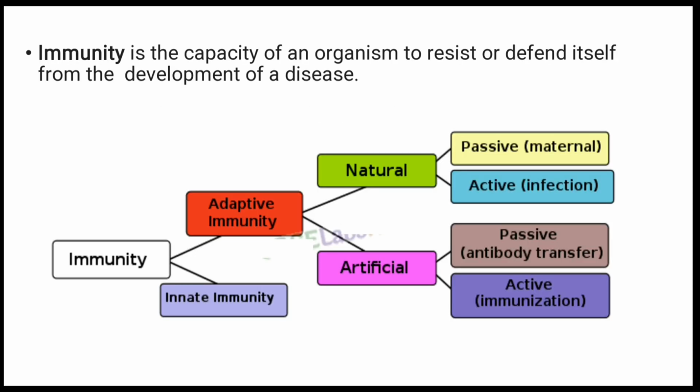Then what is immunity? It is the capacity of an organism to resist or defend itself from the development of any disease. This immunity can be divided into adaptive immunity and innate immunity. Adaptive immunity can be natural or artificial. The natural one is again divided into passive and active. Artificial can also be categorized into two categories: passive and active.